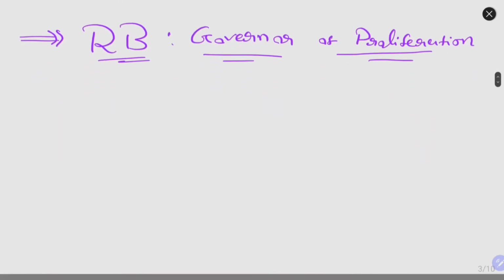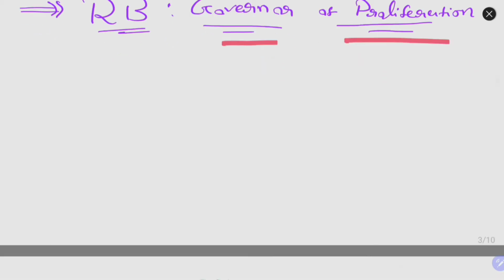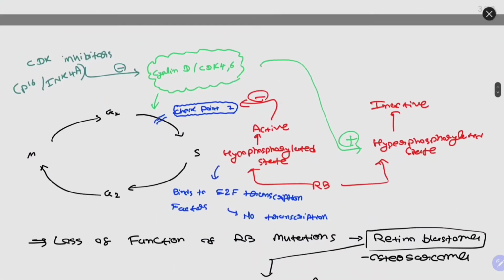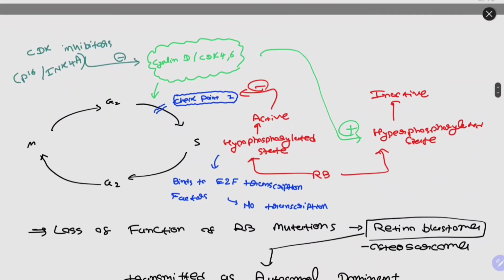Okay guys, let's start with retinoblastoma, or the governor of proliferation, RB. This name is important. Many MCQs are asked on this name, governor of proliferation, which is retinoblastoma. As we just saw, between the G1 and S phase there is checkpoint 1, and cyclin D with CDK4 and CDK6 promote the cell cycle to continue.